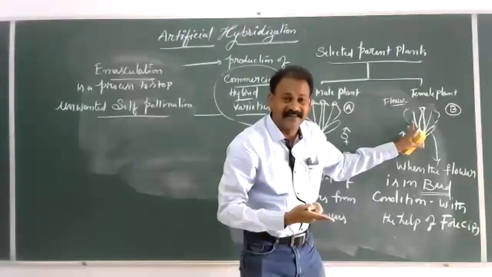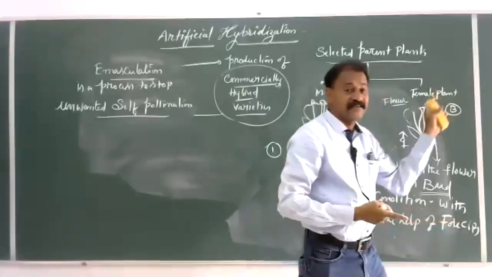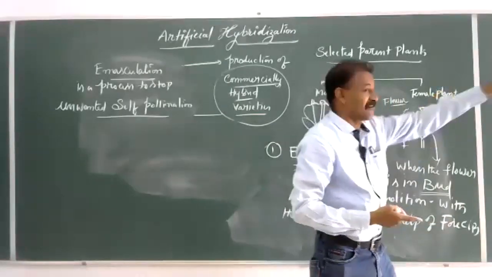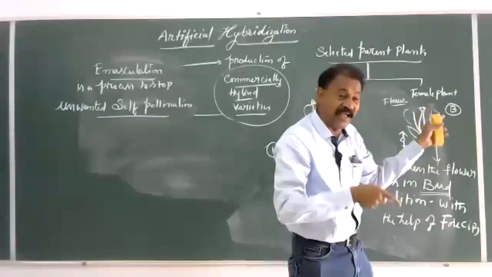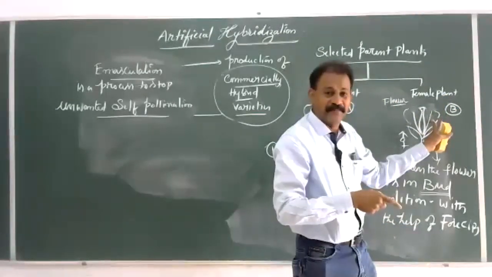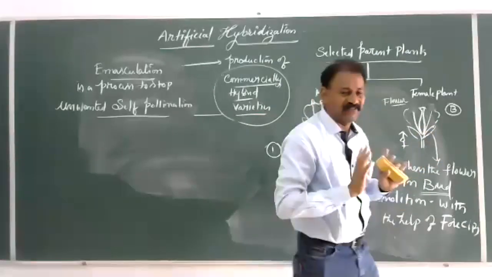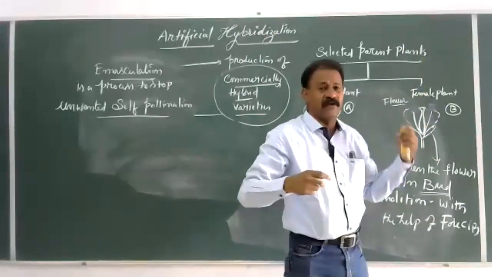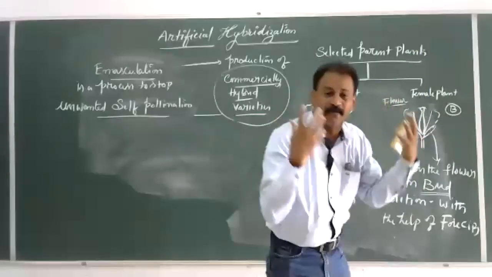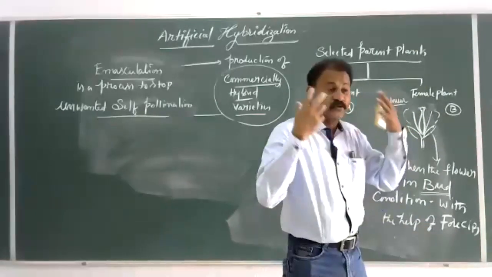We don't want that. This is called cross-pollination. Unwanted, undesirable cross-pollination may happen, so we don't want that. What we want is artificial pollination: from a desirable pollen, to a desirable stigma, we are expecting a desirable hybrid plant with maximum superior qualities.